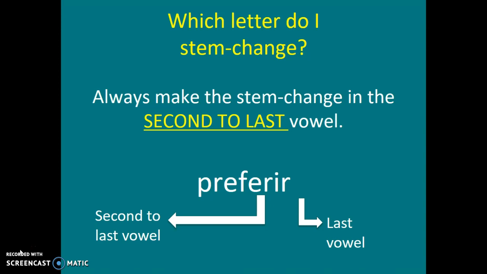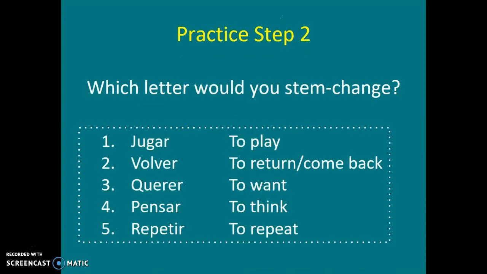The vowel that is going to change, okay, is going to be the second to last vowel. So here's the last vowel, second to last. So we automatically know, okay, this is a stem change verb because I memorized that it is, or Miss Smith told me it is, and I know that this letter right here is going to change to something else. It changes from E to IE. So instead of preferir, it becomes prefierir. Okay? So we're going to practice looking at some of these verbs.